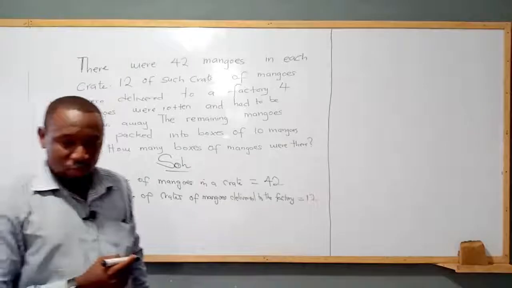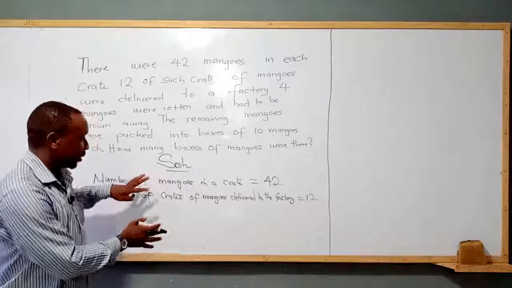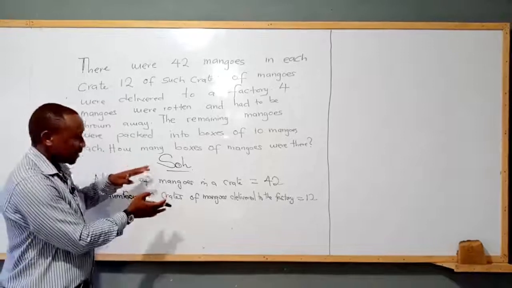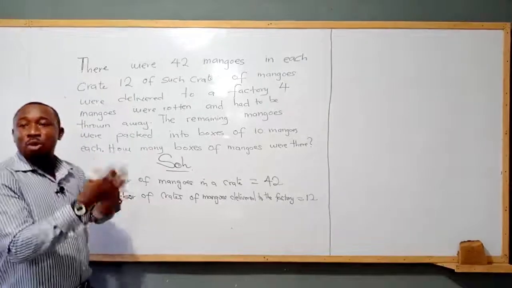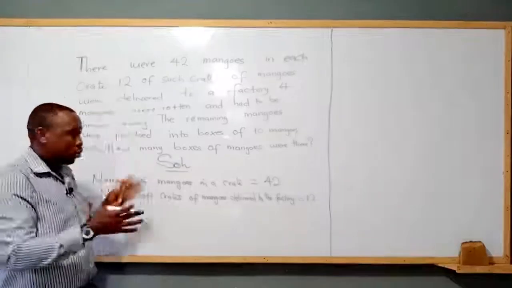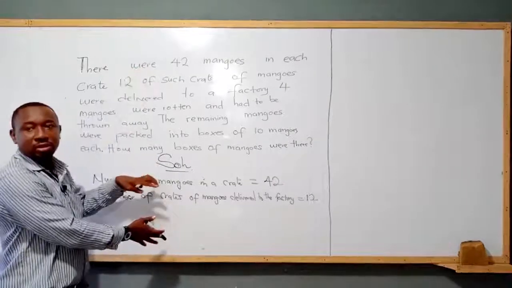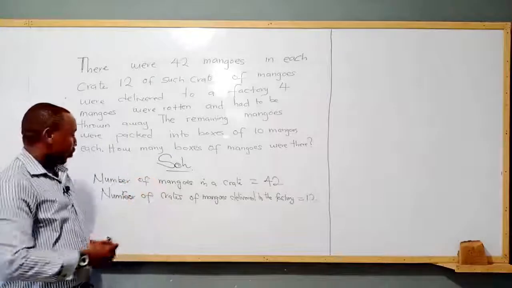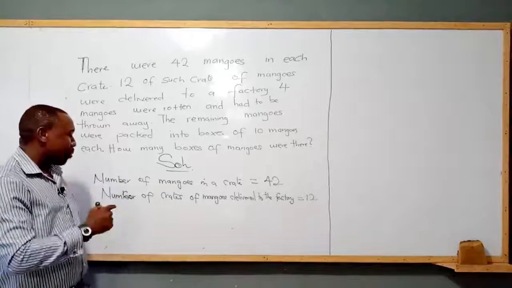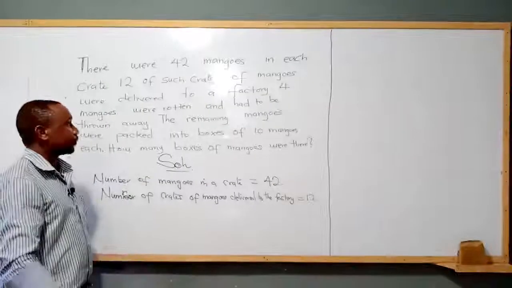So like I told you before, these facts must be established. And when you establish them and you just look at it, you remember what you are trying to get out of the whole question. At a glance, the question itself is summarized in the points that you have established. So number of mangoes in a crate is equal to 42, and the number of crates of mangoes delivered to the factory is 12. Good.